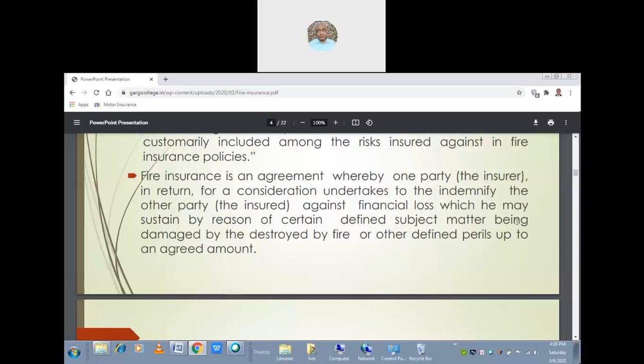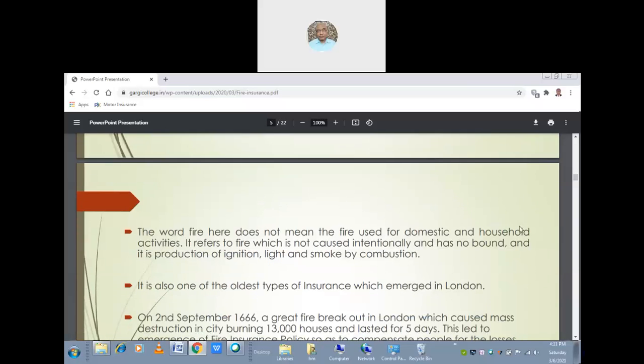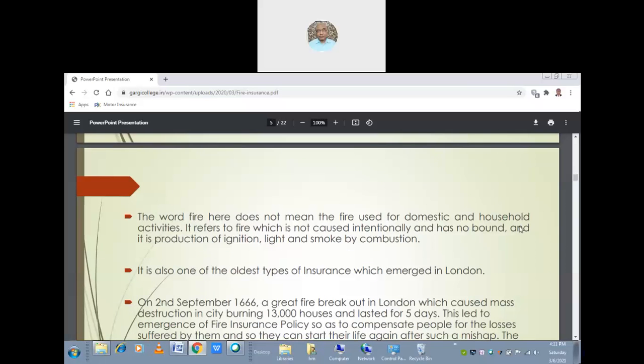Are both different or both the same? Destroyed and damaged, there is a slight difference between them. The fire and the other defined perils, up to an agreed amount. So when the burning happens, sometimes the whole firewood is destroyed, but some of the rice is only damaged, because some is burnt and some is not fit enough to use.